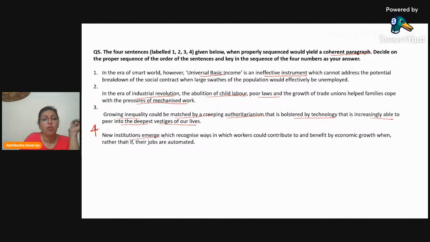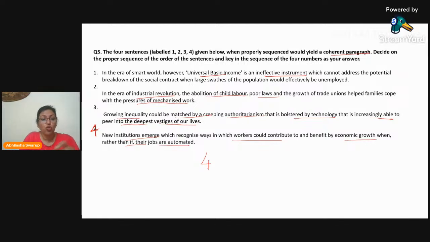New institutions emerge which recognize ways in which workers could contribute to and benefit by economic growth when rather than if their jobs are automated. So, we are talking of a situation where jobs will be automated, everything will be online, and new institutions would come out in those situations. So, we start with four, which is a very good introductory sentence. We say, okay, four is a good starting point for us.